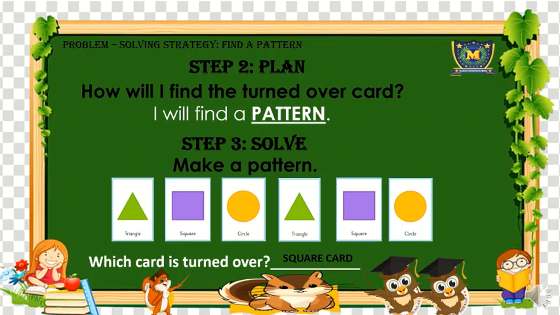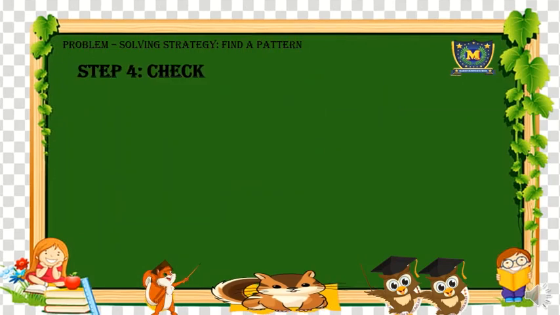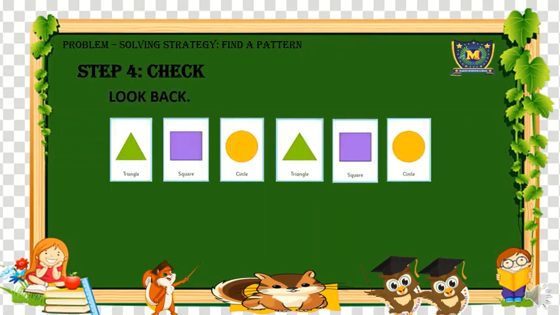Okay, but let's check if our answer is correct. Now let's proceed to step 4, which is check. Then let's look back on our pattern. So here's our pattern. So we have a card of a triangle, card of a square, and card of a circle. Then card of a triangle, card of a square, then card of a circle. So now, does my card fit the pattern? So, is the card we put there correct? So here's your card, right? The card of square. Is it correct?